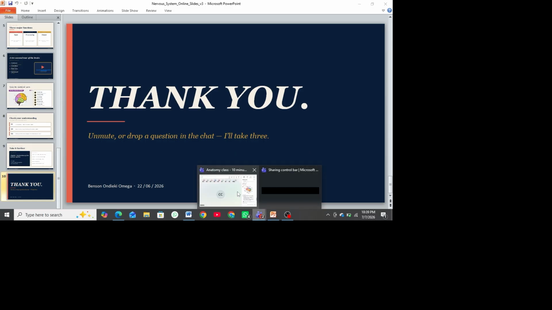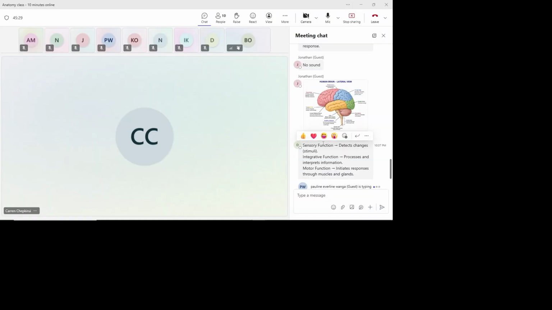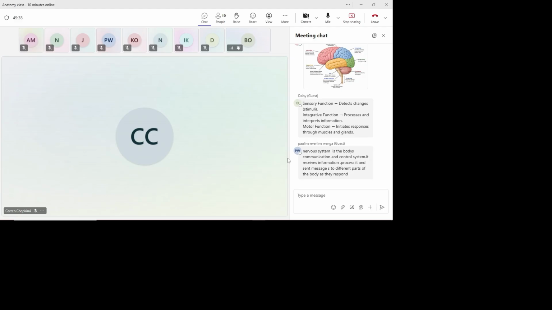Pauline was typing. Let me see what she was typing. Nervous system is the body's communication and control system. Good one. It receives information, processes it, and sends the message to different parts of the body as they respond. Good one from Pauline. Keep it up.